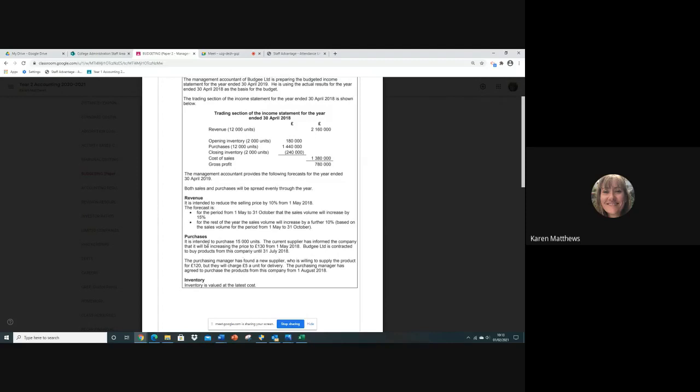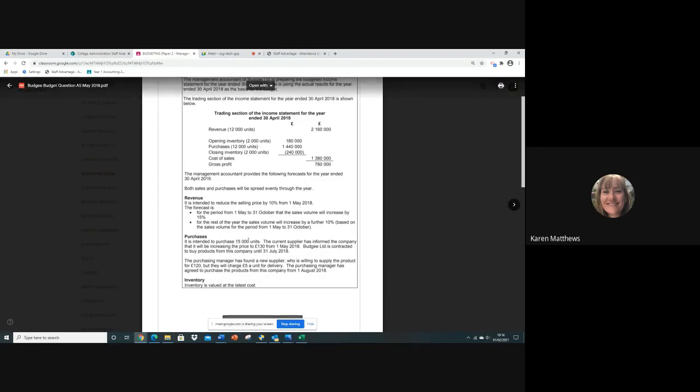Okay. Purchases: it says it's intended to purchase 15,000 units. So when you come to work out your trading section, you've got 2,000 units at the start. So that closing inventory from last year will become opening inventory for this year. Purchases are going to be 15,000 units. You're going to need to work out what the closing inventory is in units and cost that at the latest price. Okay, so that's going to be the balancing figure. Remember, sometimes purchases is the balancing figure, but in this case, it's going to be closing inventory. You know what opening inventory is.